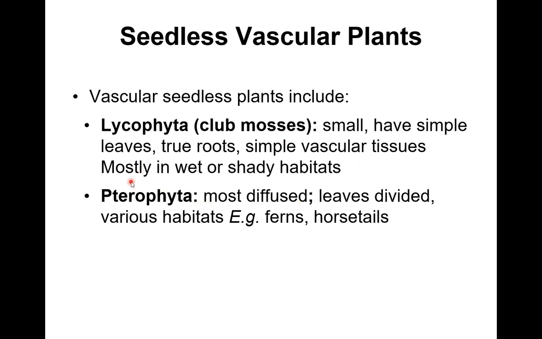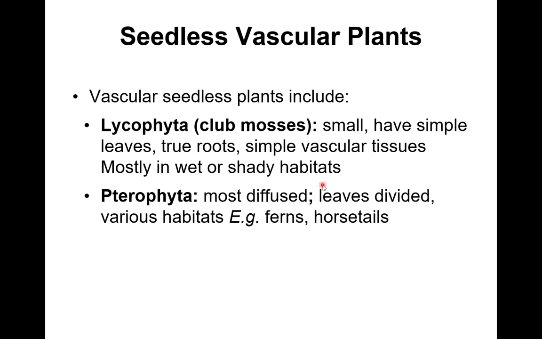The second group is the Pterophyta, which includes ferns, horsetails, and other plants as well. These are the most diffuse one. They're extremely successful still nowadays. It's the second most successful group beside angiosperms, the flowering plants.